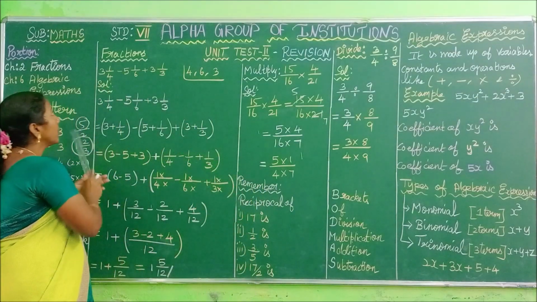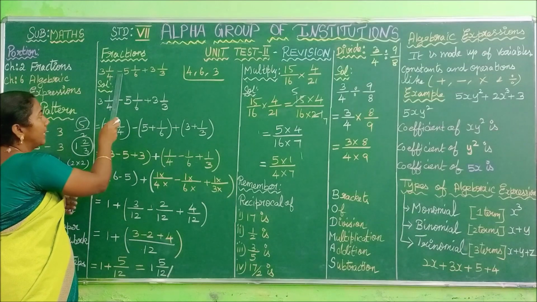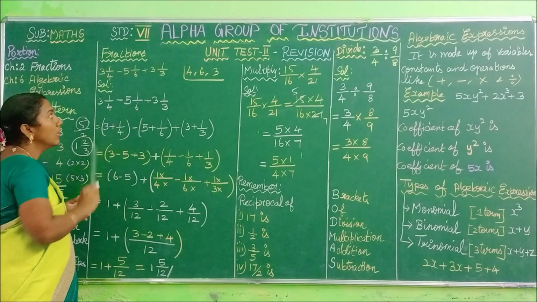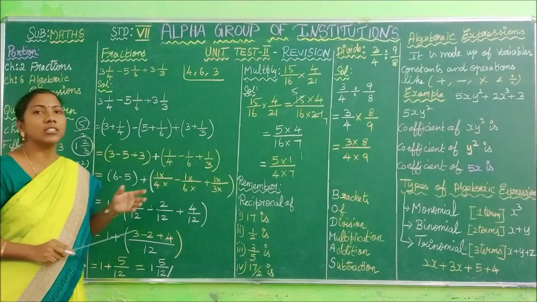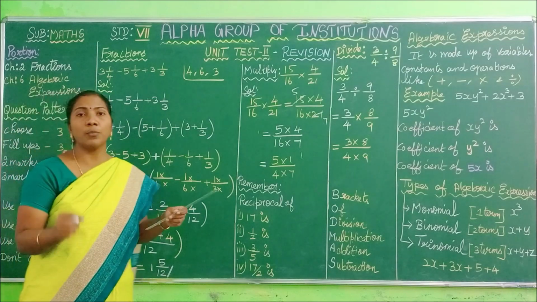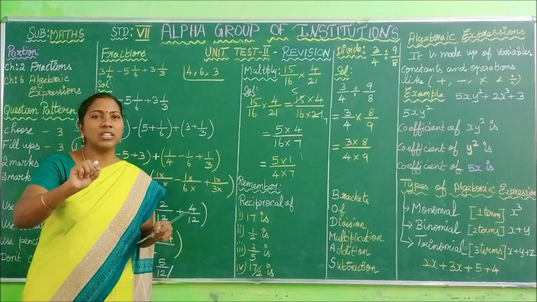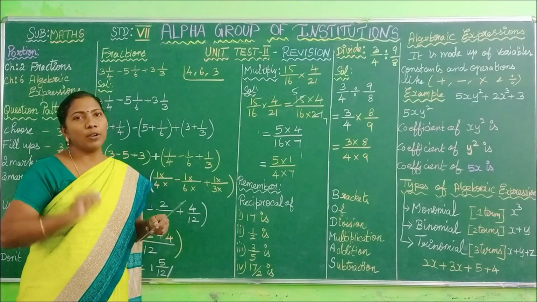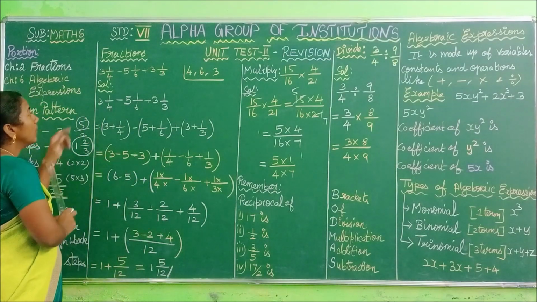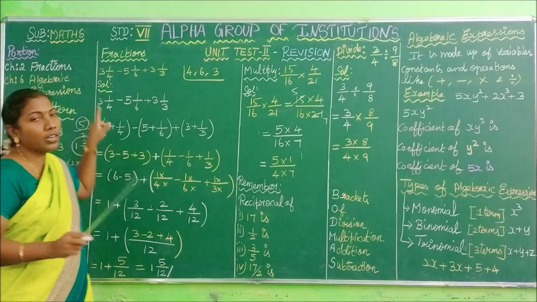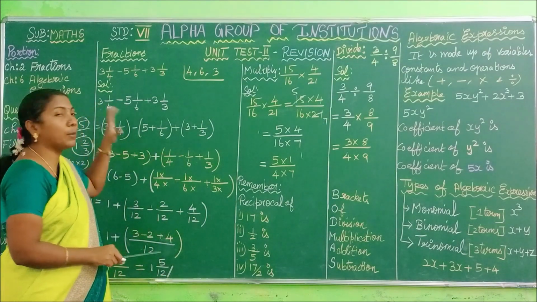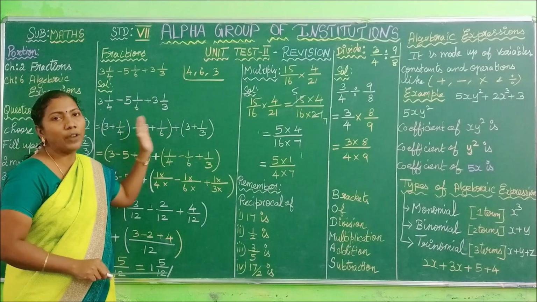3 1 by 4 minus 5 1 by 6 plus 3 1 by 3. In the given question, the 3 fractions are mixed fractions. So, to evaluate the sum, the first step is to convert the mixed fractions into improper fractions. After that, you have to evaluate the sum. In this method, in your 7th standard, we were doing it like this only, that is, separating the whole part and fraction part separately.